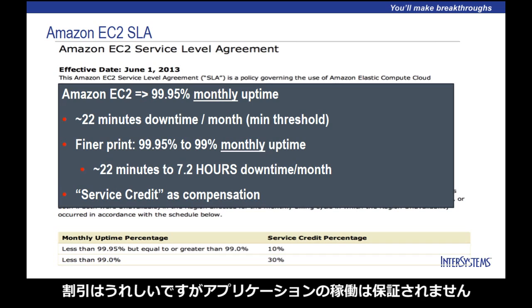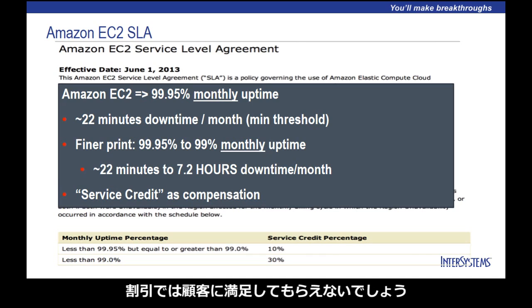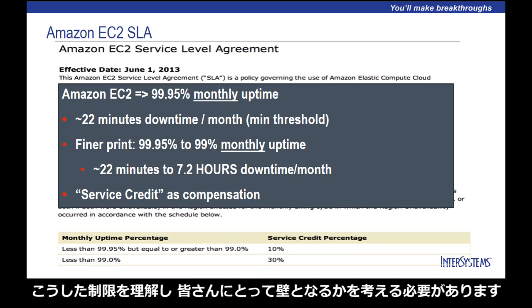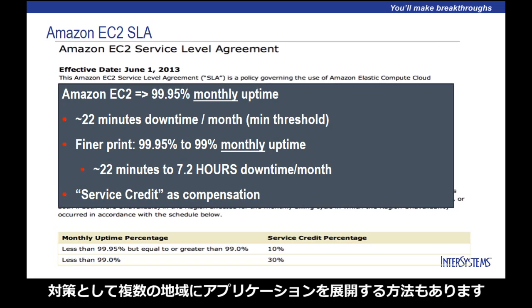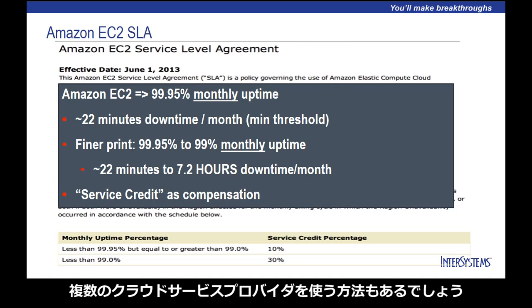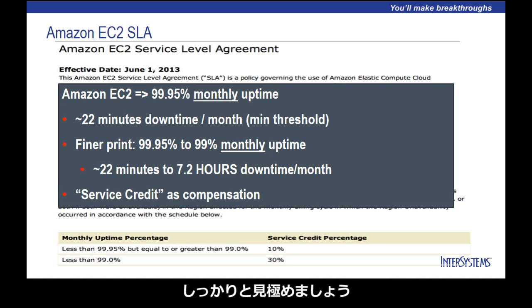And discounts are great, but discount doesn't mean that your application will be able to continue running. And discount probably doesn't mean that your customers are going to be happy, right? If your system is down, your system is down. So you have to understand these things and figure out whether these sorts of limitations are a challenge for your application. And there are ways around this. You can pick different regions to deploy your application in for a single cloud service provider. You can pick multiple cloud service providers. You have a lot of options, but try to go into it with your eyes open.